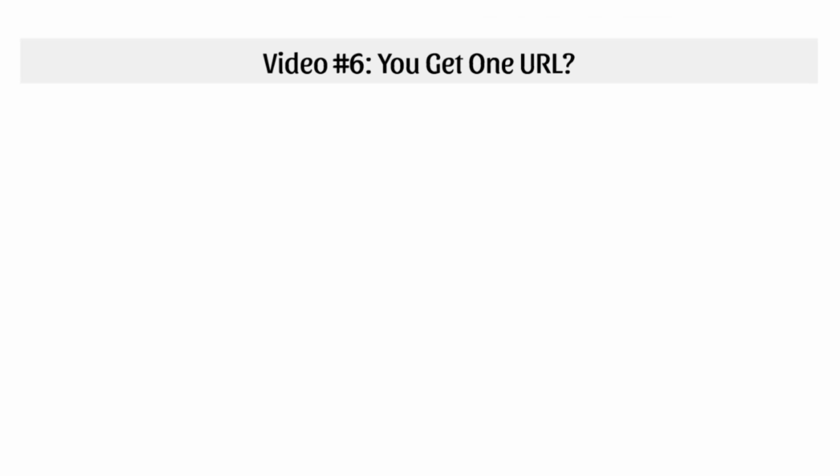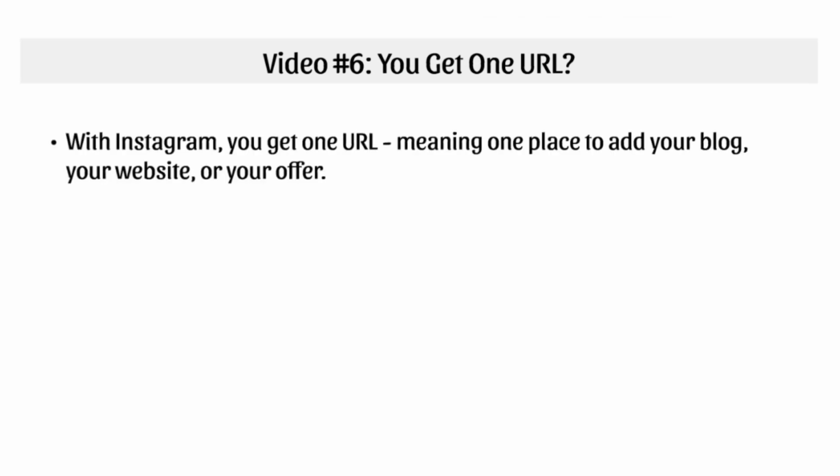It's called you get one URL. So that's the reality with Instagram: you get one URL, meaning one place to add your blog, your website, or your offer. It's not like Facebook where you can create a post every single time and put a URL directly to your offer. You get one URL, so you've got to choose it wisely. So the question is, what URL should you use? In this particular video, I'm going to talk briefly about the concepts, the fundamentals, and then I'm going to go to Instagram.com and I'll show you what we're looking at.